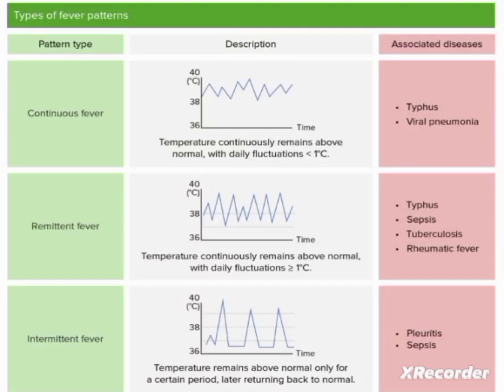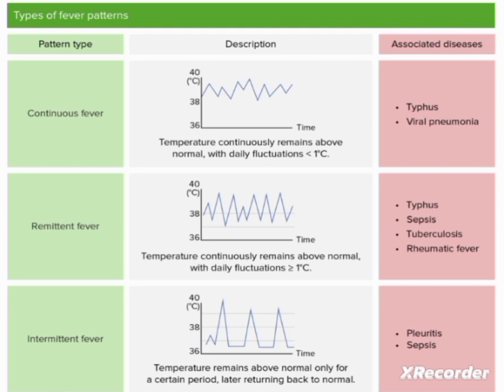Types of fever. The first one, constant fever or continuous fever. Constant fever or continuous fever is one in which the temperature varies not more than 1 degree Celsius between morning and evening, and it does not reach normal for days or weeks. So continuous fever means temperature continuously remains above normal with daily fluctuations less than 1 degree Celsius. It is associated with typhus and viral pneumonia.